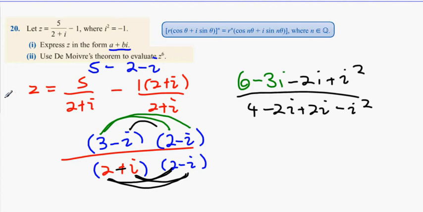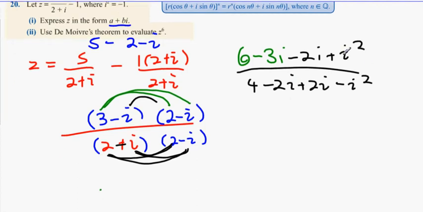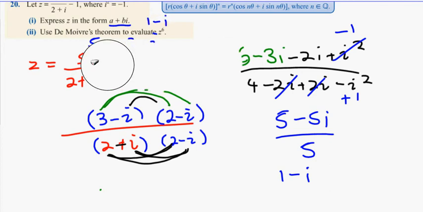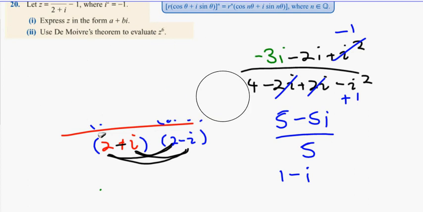Then what we're going to have on top is i squared changes into minus 1. So 6 minus 1 is 5. It's going to be 5 minus 5i. The 2i's cancel on the bottom. Minus i squared is plus 1. It's going to be all over 5. And that's going to be 1 minus i. So that's 1 minus i, in the form a plus bi. Now it wants me to evaluate. z is 1 minus i.